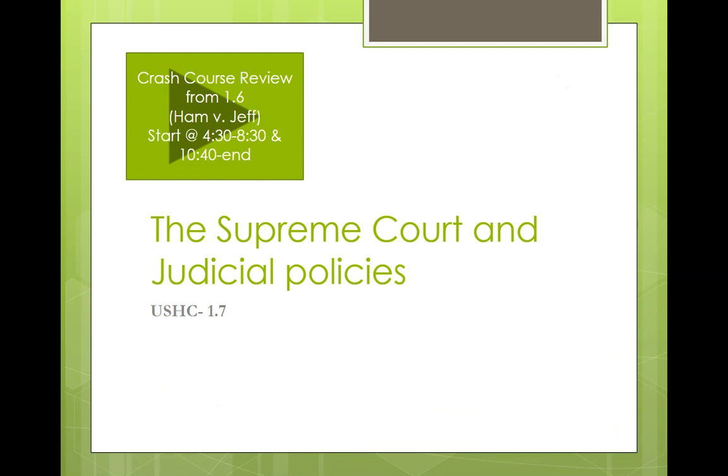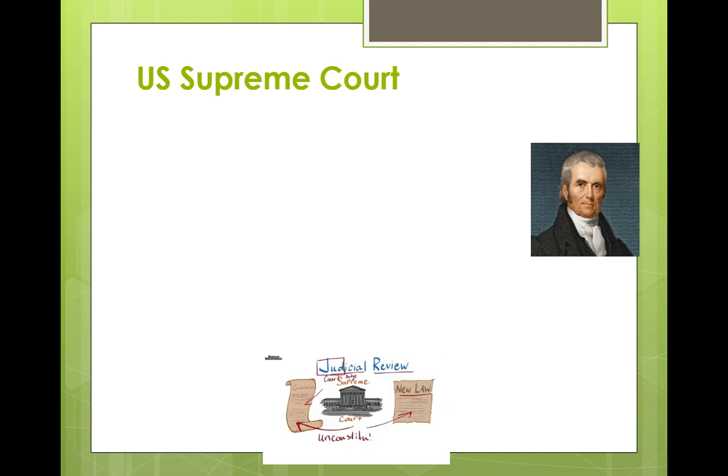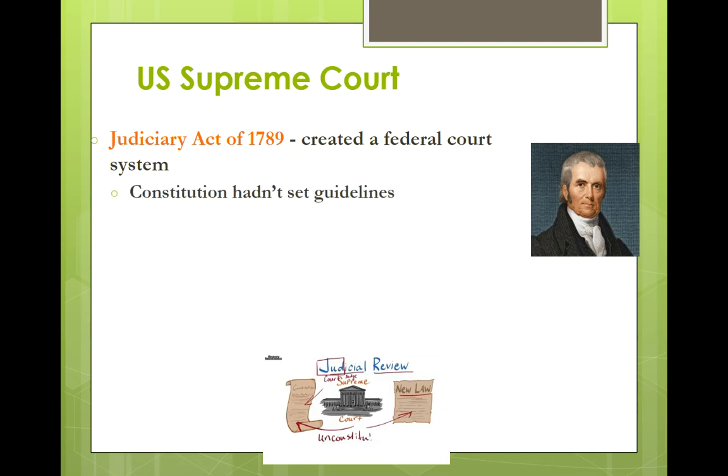Let's look at 1.7. This deals mainly with the Supreme Court and the judicial policies. The Supreme Court was set up after the Constitution had been ratified, but they had a problem because they needed more courts other than just the Supreme Court. So the Judiciary Act of 1789 created a federal court system. The Constitution hadn't set a guideline as to how these federal courts should be set up, so this Judiciary Act of 1789 helped establish that.